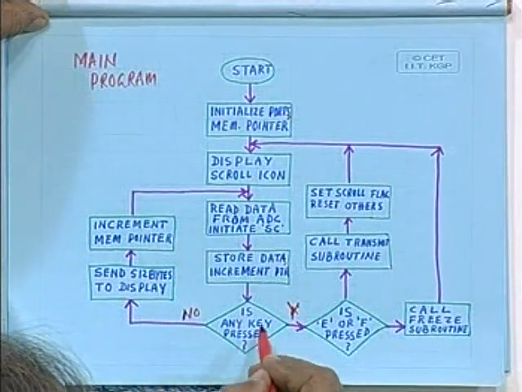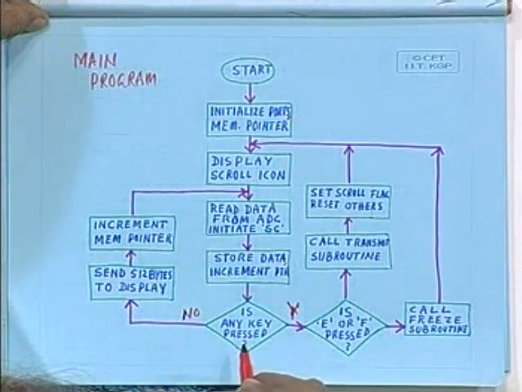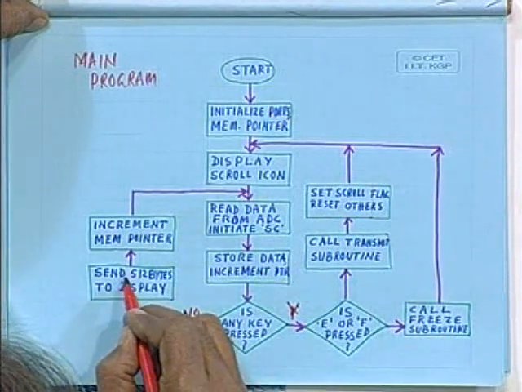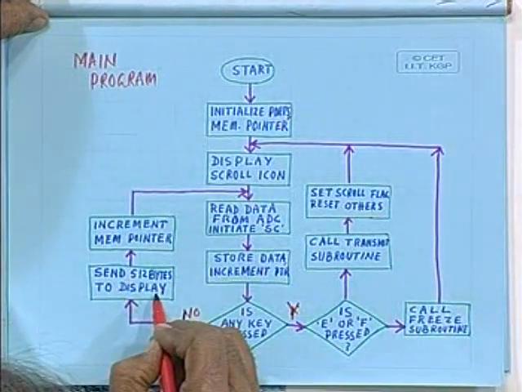So if there is no key press, then it sends 512 bytes of data to display. Here you may be asking, we are acquiring 1 kilobyte of data. In scroll mode, why are only 512 bytes displayed, not the entire data?